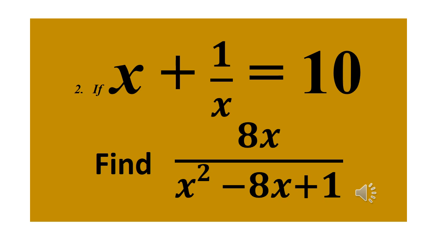Question number 2 says, if x plus 1 over x equals 10, find the value of 8x over x squared minus 8x plus 1.